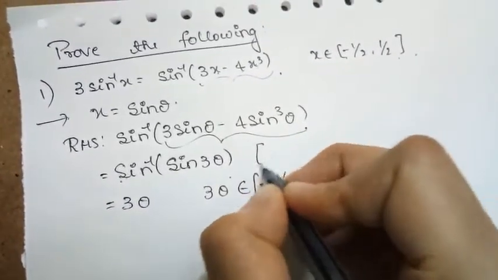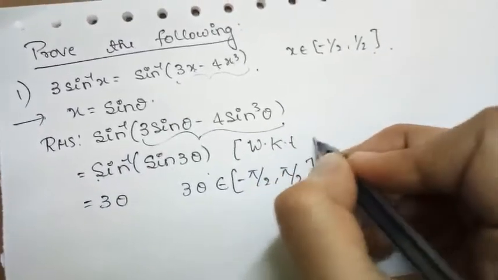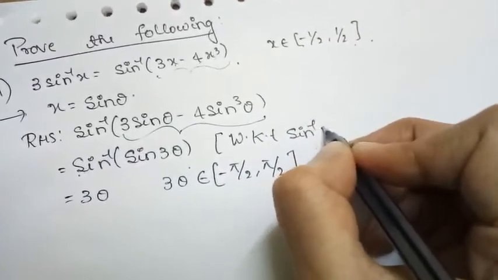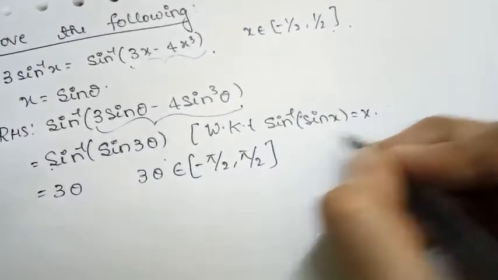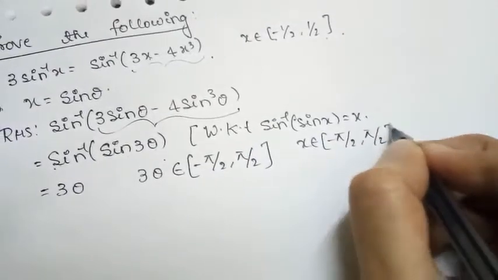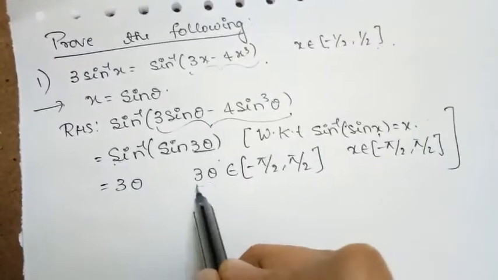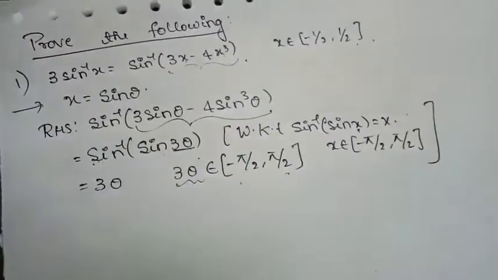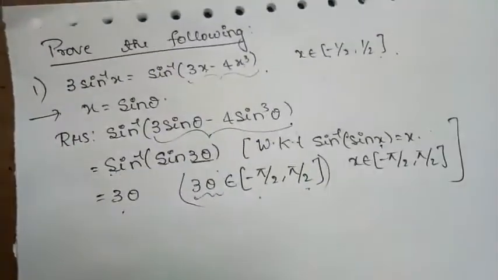Why am I writing that condition? We know that sin inverse of sin x is equal to x when x belongs to minus pi by 2 to pi by 2. We know this property, right? So in place of x we have 3 theta. So when 3 theta belongs to minus pi by 2 to pi by 2, we need to check this before writing this. How are we going to check?